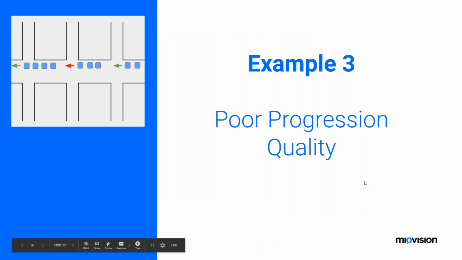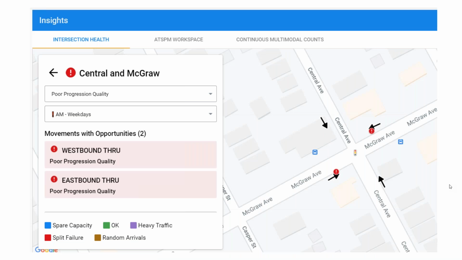So my last example here is for poor progression quality. Again, just a quick review of poor progression quality. If you have a corridor that's been configured within TrafficLink, we will look to see if platoons are moving well through that corridor, if it's being coordinated as expected, or if it's kind of a stop and start situation. So in this example, you can see at the top here, we have poor progression quality, and it says for the AM weekday.